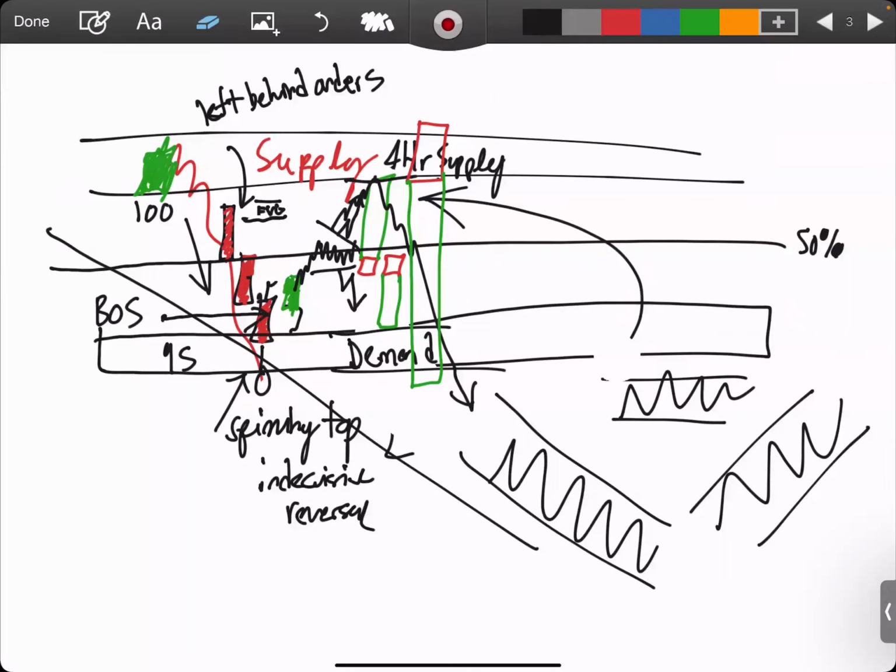But if you're looking for a greater risk to reward to possibly swing into the next swing low, then I would wait for price to come back to the most extreme supply and then look for that momentum to persist.